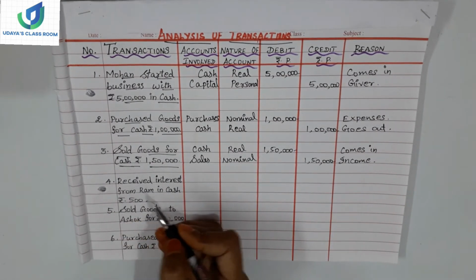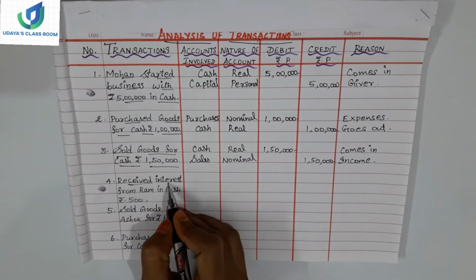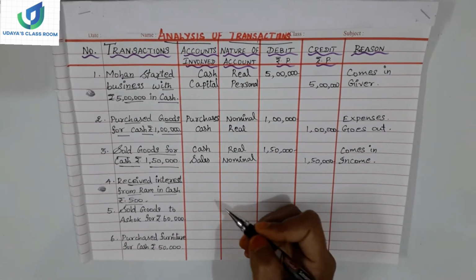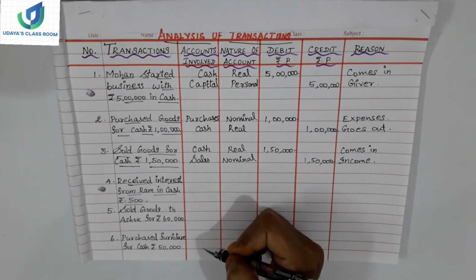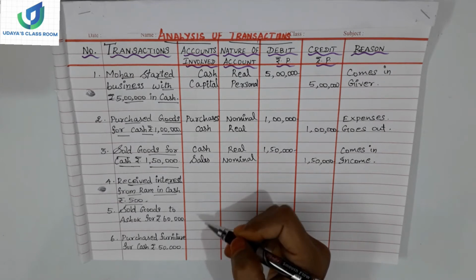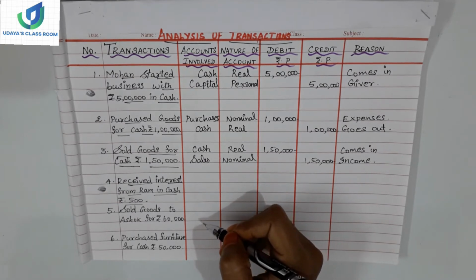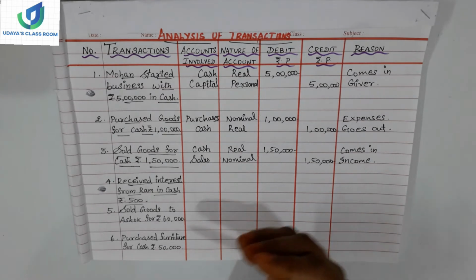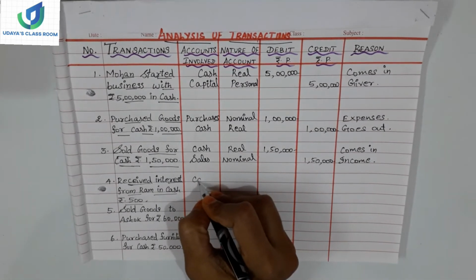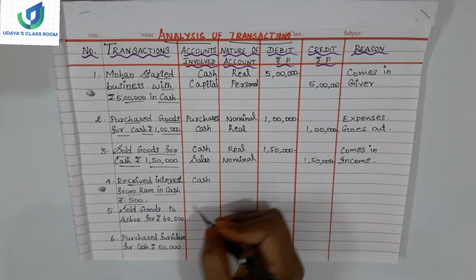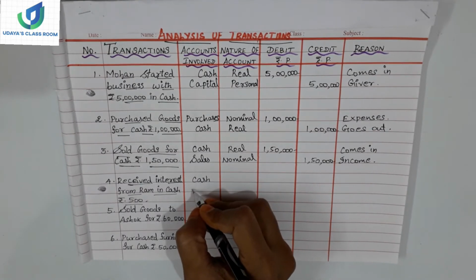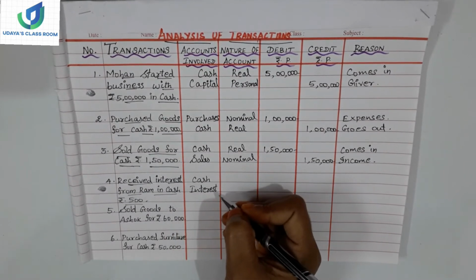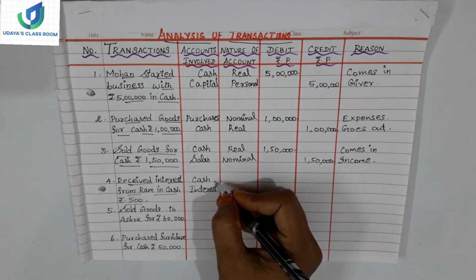Let's move on to the next transaction, that is received interest from Ram in cash rupees 500, which means we have received interest from Ram, right? It is our revenue. So what are all the accounts involved in this? So if we have received interest, we are receiving cash. So the first account involved here is cash. And the next, what is involved in this? Interest. So in which form will we be receiving interest? In the form of cash, right?